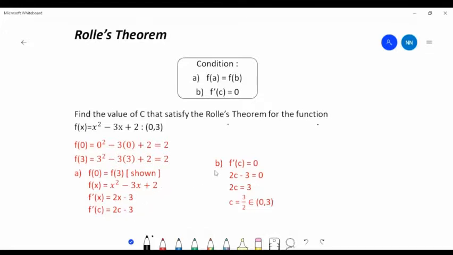So the next condition, f'(c) equals 0. We substitute f'(c) with 2c minus 3. You get 2c minus 3 equals 0. Then we transfer negative 3 to the other side, and so the final answer we get is c equals 3 over 2, which is an element of the interval 0 to 3.